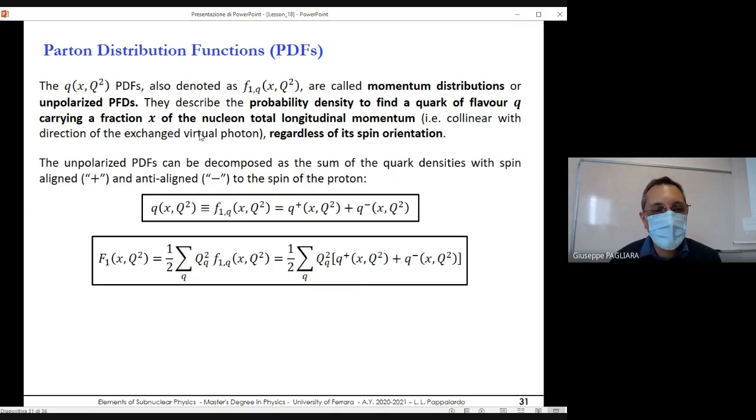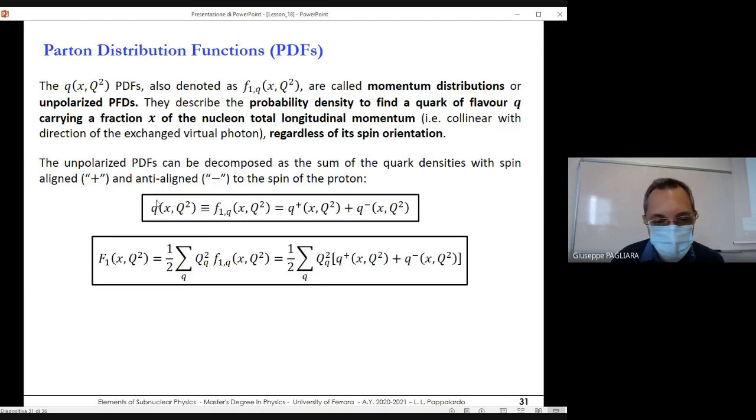Now, this unpolarized PDF, or momentum PDF, the one that we just studied, can actually be decomposed as the sum of the quark density with spin aligned or anti-aligned to the spin of the proton. The proton is a fermion, so it can be, for instance, spin up or spin down. You have a reference direction, and you can infer whether the quarks inside the proton, which are also spin-1/2 fermions, have their spin parallel or anti-parallel to that of the proton. In other words, how spin is distributed inside the proton.